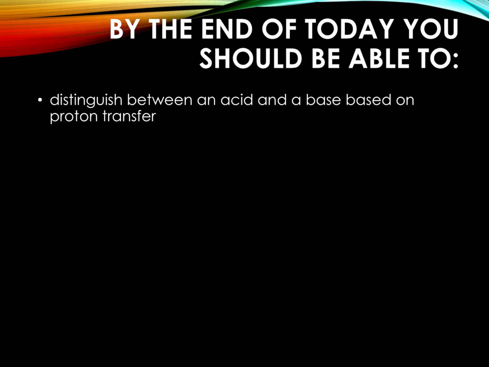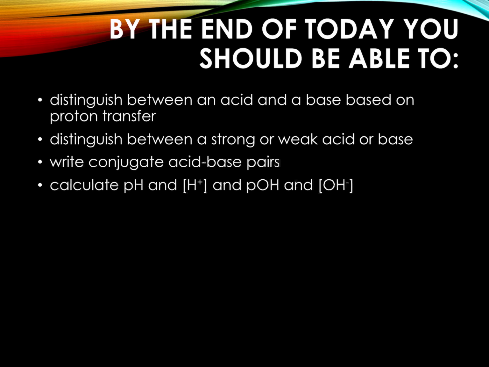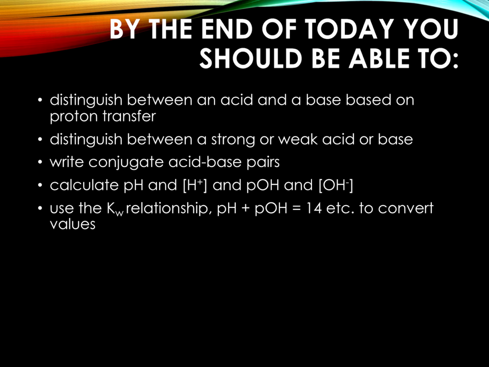Okay, so this is a beefy lesson. You should already be able to distinguish between an acid and a base based on proton transfer. And today we're going to look at a quantitative way, in case you forget, which were the strong acids and bases. Bases are a little bit easier to pick out, the strong ones. You should already be able to write conjugate acid-base pairs, calculate pH, H+, pOH, and OH-. Those formulas were in the first note, and using the different relationships to convert between values. So if you have a base and you calculate pOH, changing that into pH, etc.